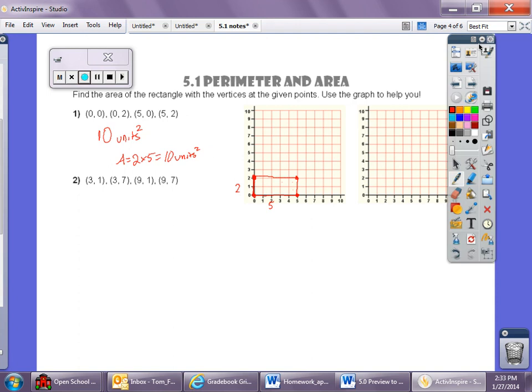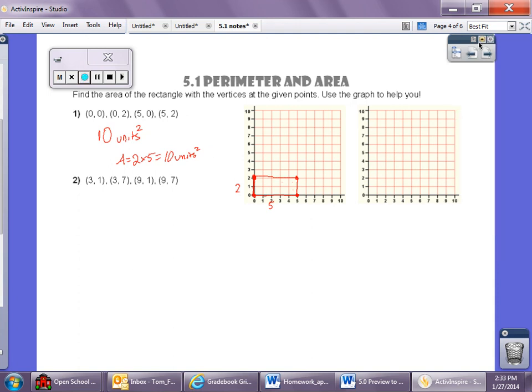If we look at question number 2, we can plot these. So we have 3, 1, 3, 7, 9, 1, and 9, 7. Once again, it's 1, 2, 3, 4, 5, 6, and 1, 2, 3, 4, 5, 6. So it's a 6 by 6. So there's going to be 36 units squared. So area is 6 by 6, which is 36 units squared.